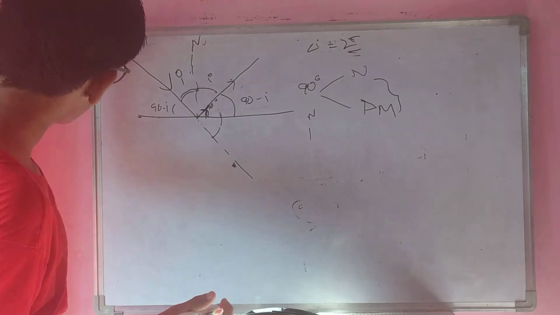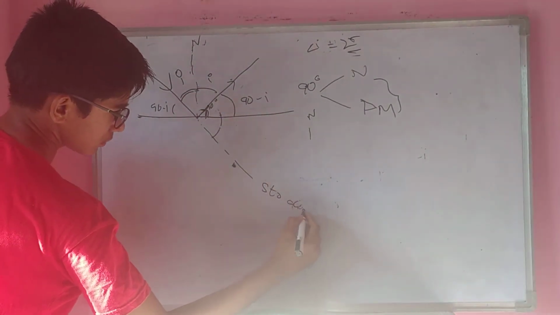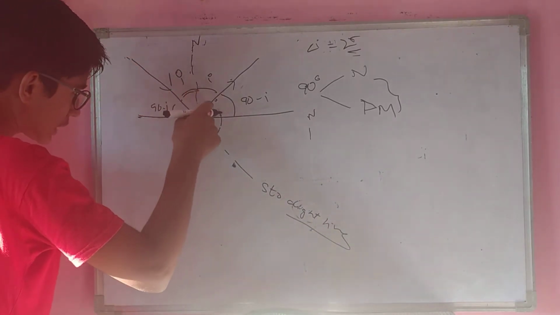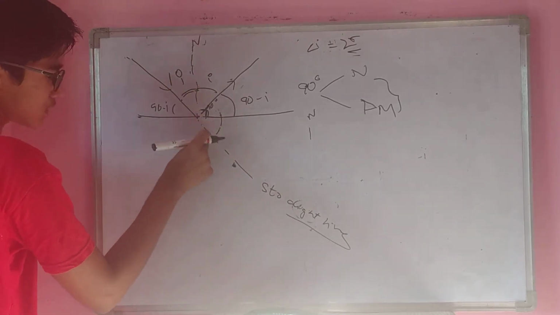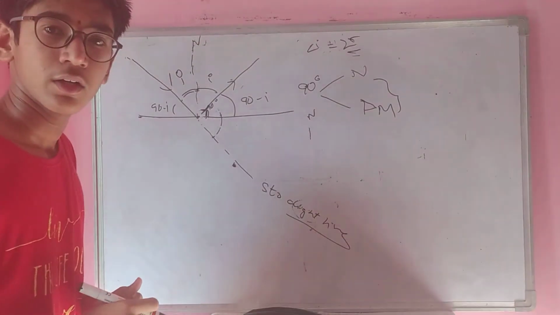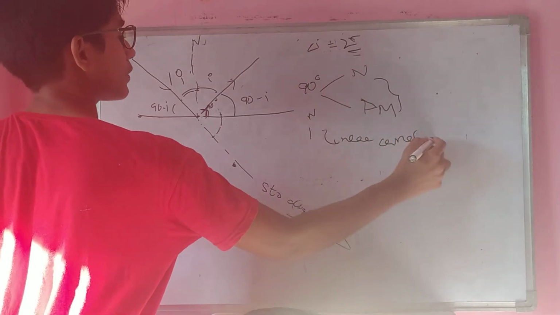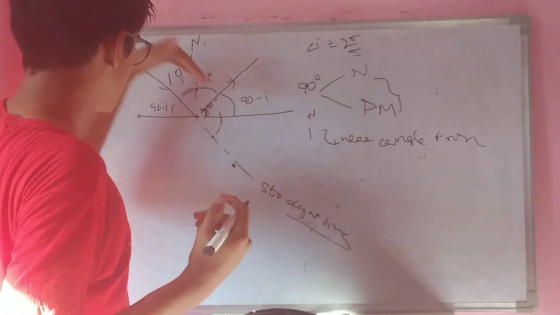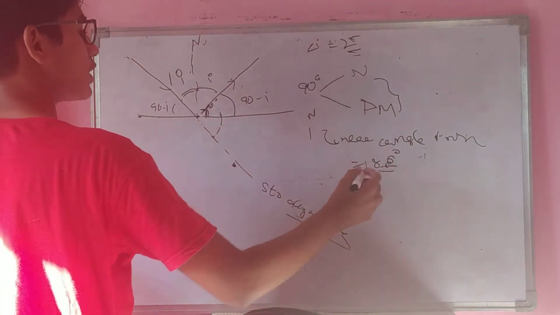Now see, this is a straight line. Yes or no? This total is a straight line. I had simply extended this line. This is simply a straight line. We know the linear angle property. What is that linear angle property? The linear angle property says that the sum of angles on a straight line is 180. Right?